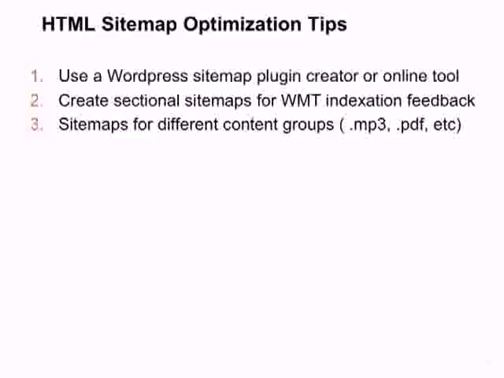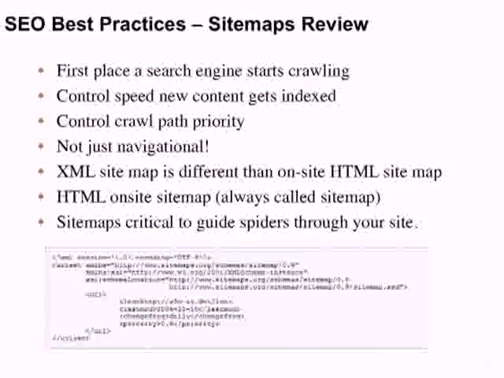Within WordPress, again, there's some plugins and sitemap creators there. Make sure you're creating those sectional sitemaps, and you can do sitemaps for different content groups. So an overall review of the best practices for sitemaps. This is the first place that the search engines are going to start crawling, so make sure you do a good job of using that sitemap to lead them around your site so that you make full use of those crawl cycles. It's not just navigational.